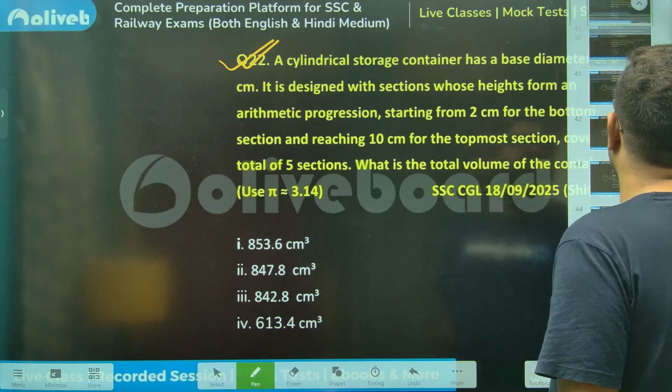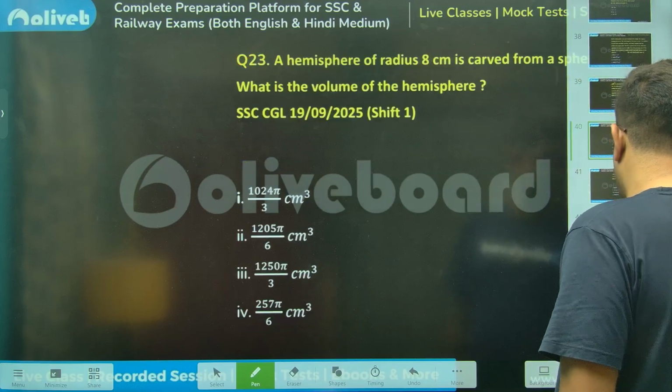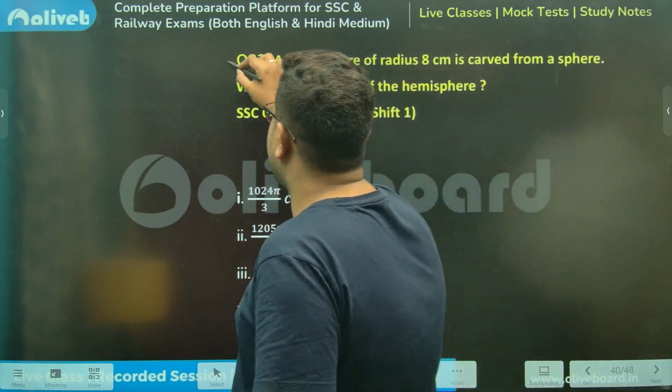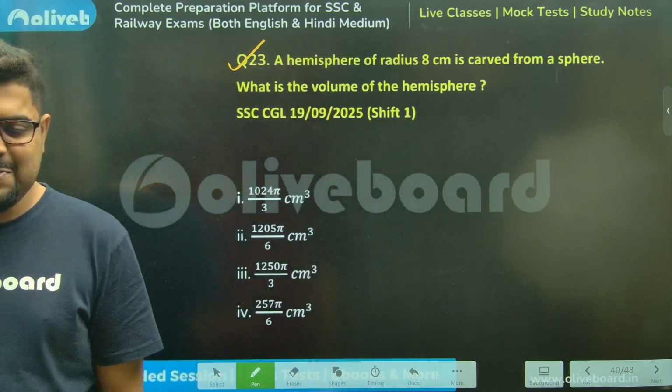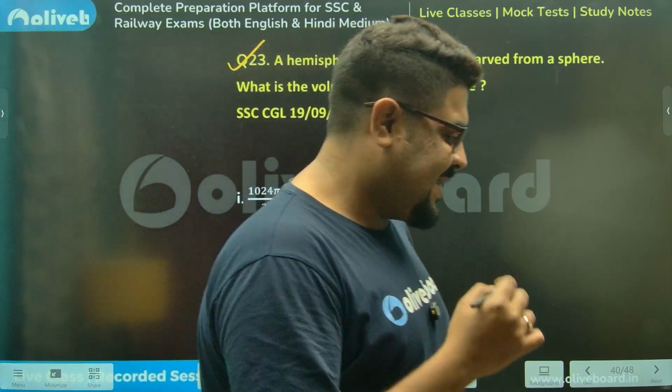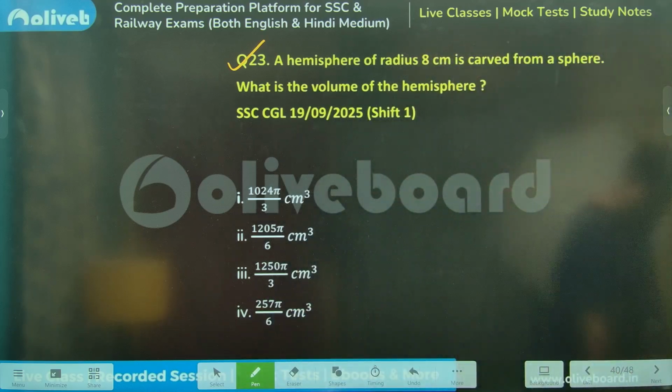This was 22. So let's do this. Frustum only I've kept for the third class. Third class sounds very bad. Part 3. Okay. Please do, everyone. Hemisphere of radius 8 curved from a sphere.